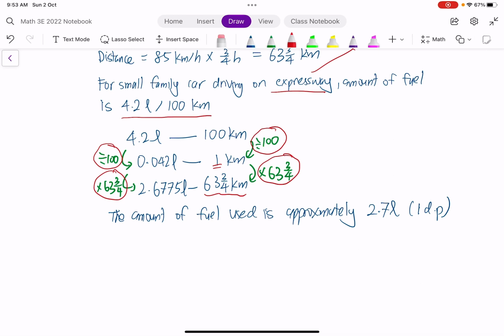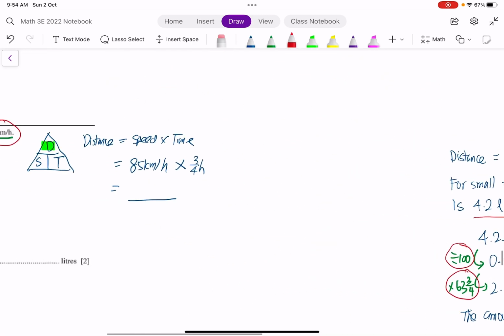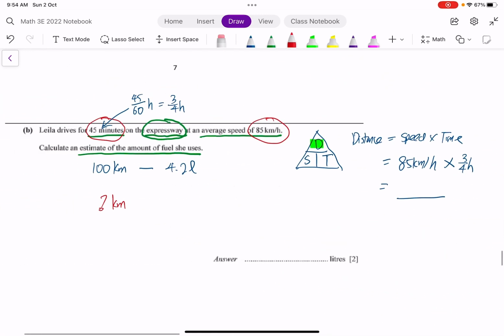The value that you get is 2.6775 liters. So the question is, do you round to 3SF or do you round to 1 dp? In this case, the expected one is to round to 1 dp. Why? What's the reason? Number one reason is that the question asks for the estimate. When they ask for an estimate, you do not need to be very, very precise.